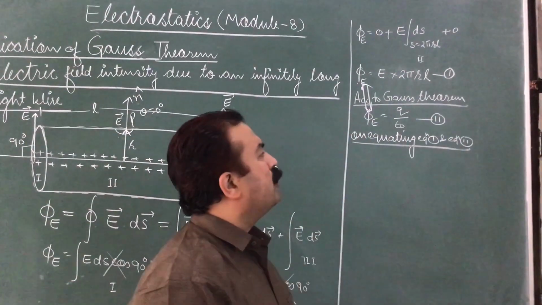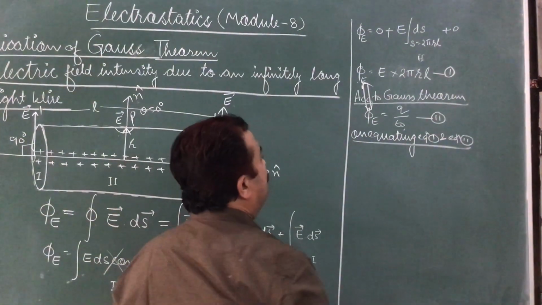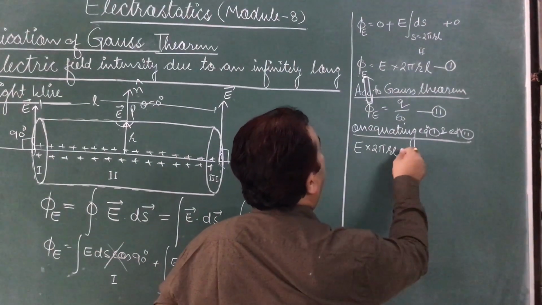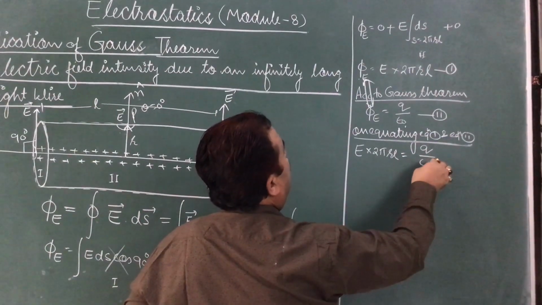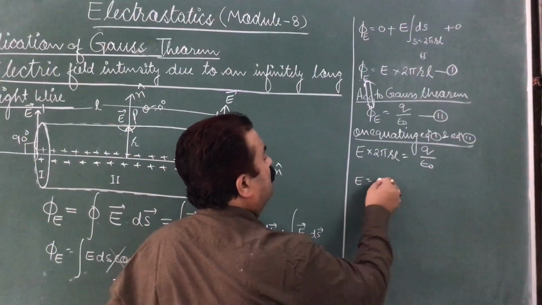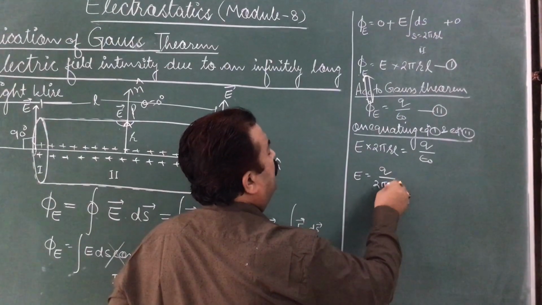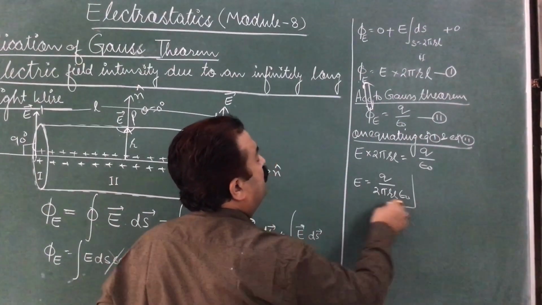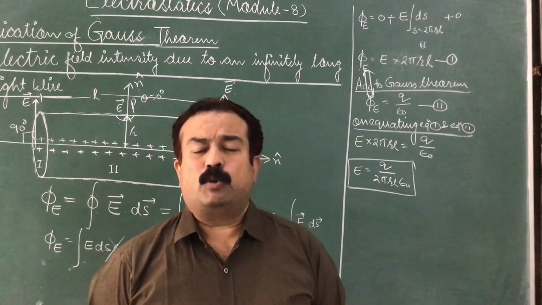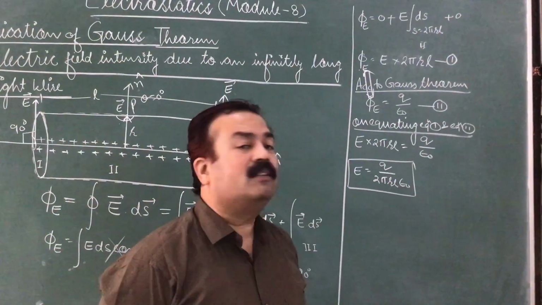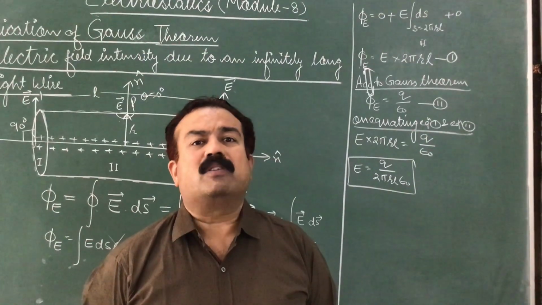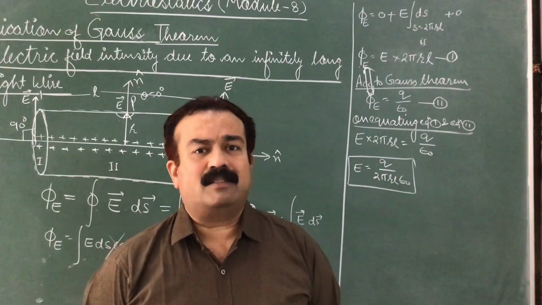When we equate equation number 1 and equation number 2, we can write E into 2 pi RL equals charge upon epsilon naught. And then the value of E equals Q upon 2 pi RL into epsilon naught. Basically, this is our formula. But in 12th class, we will not find our formula in this manner. We will find our formula in the form of surface charge density, or linear charge density, or volume charge density.